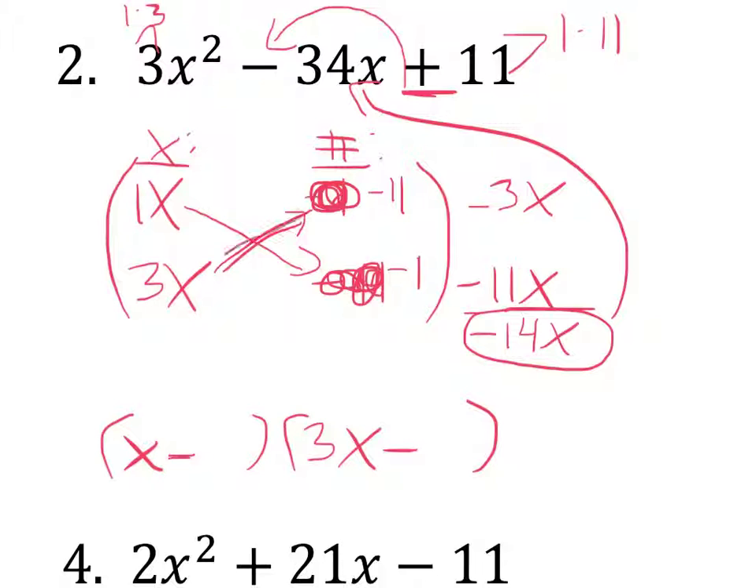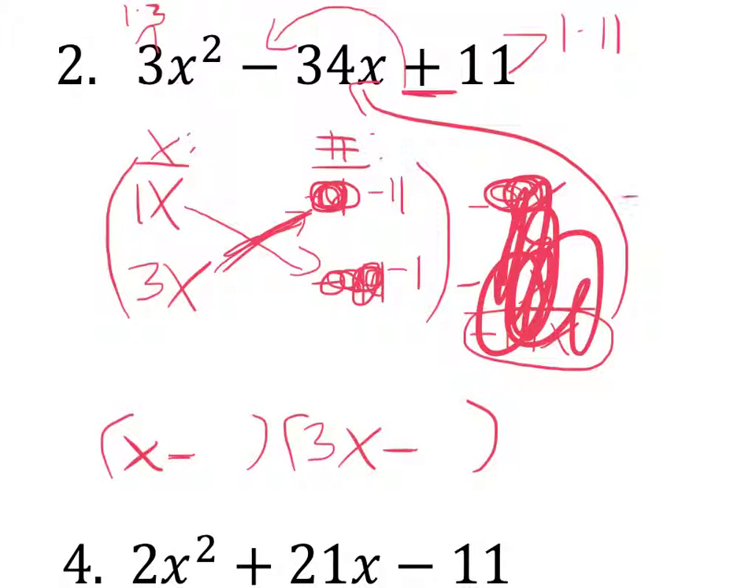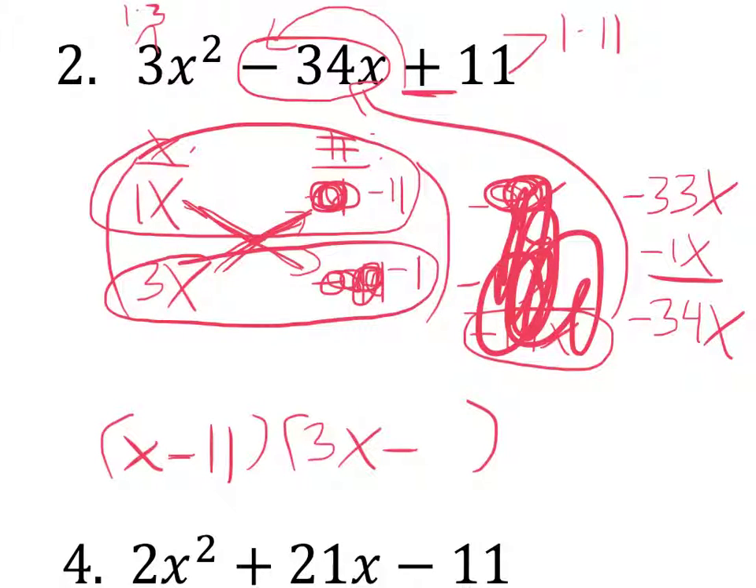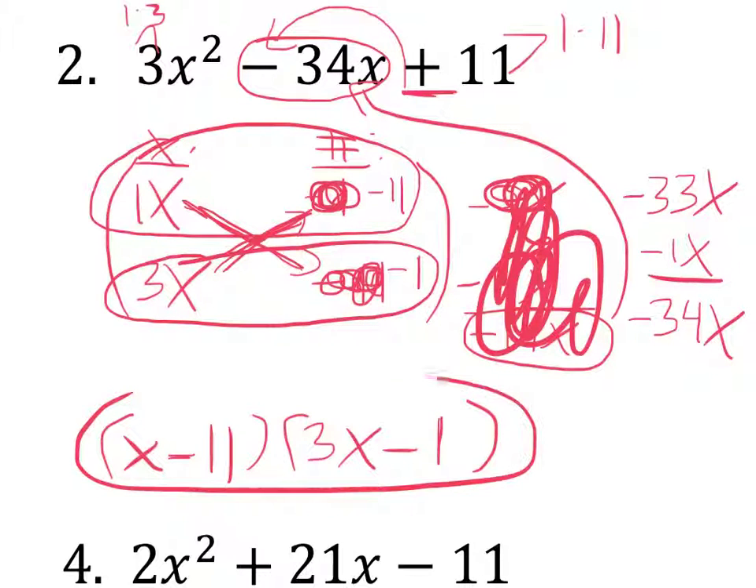Now 3x times negative 11 is negative 33x, and 1x times negative 1 is negative 1x. When I add these together, I get negative 34x. That matches up with this, so now I know I have the answer. Reading this left to right, I have x minus 11 and 3x minus 1. That's the answer right there. If you FOILed this out, you will get the trinomial that we started with.